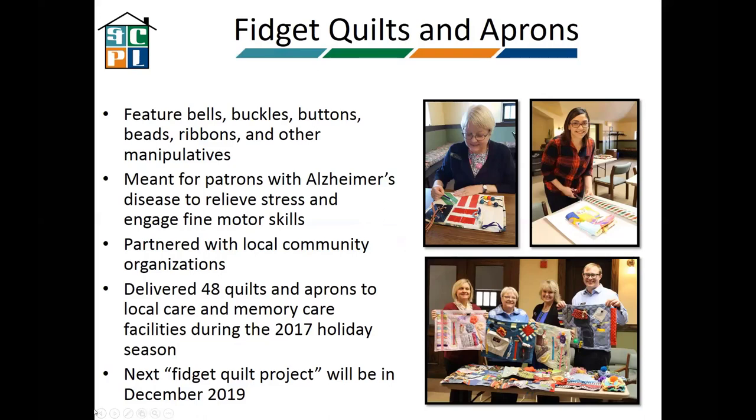We partnered with local churches and sewing groups who crafted fidget quilts for our project. This past holiday season, we delivered 50 quilts and aprons to local care and memory care facilities, which residents are able to keep. Outreach will host our next fidget quilt project in December 2019.